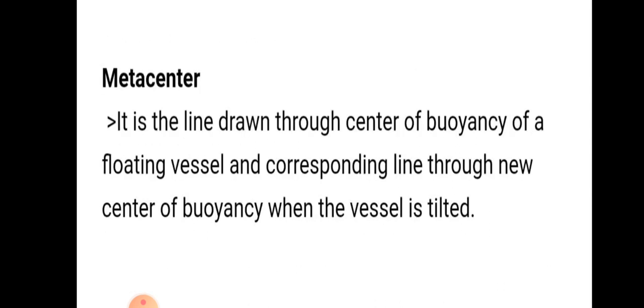Metacenter. It is the line drawn through the center of buoyancy of a floating vessel and the corresponding line through the new center of buoyancy when the vessel is tilted.